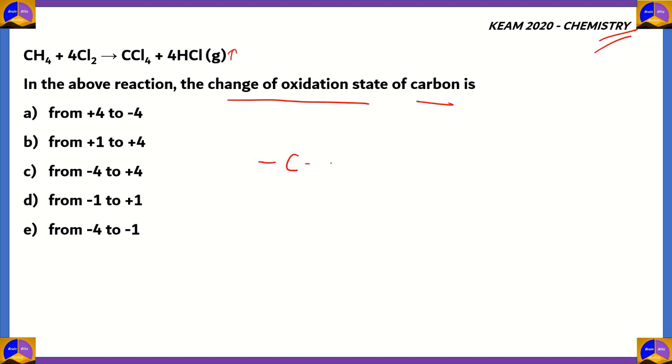CH4 is represented as C with four H. Now, hydrogen wants to donate its electron, so it always takes a +1 charge. So when the carbon is attached to 4 hydrogens and all of these hydrogens have a +1 charge, the carbon has to have a charge of -4.